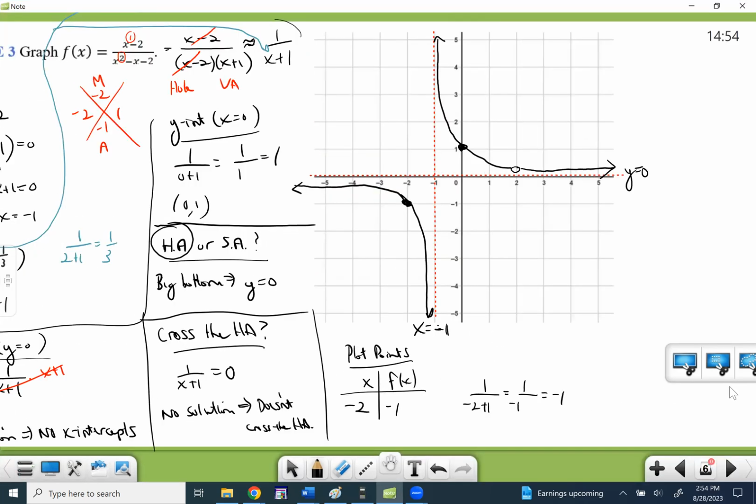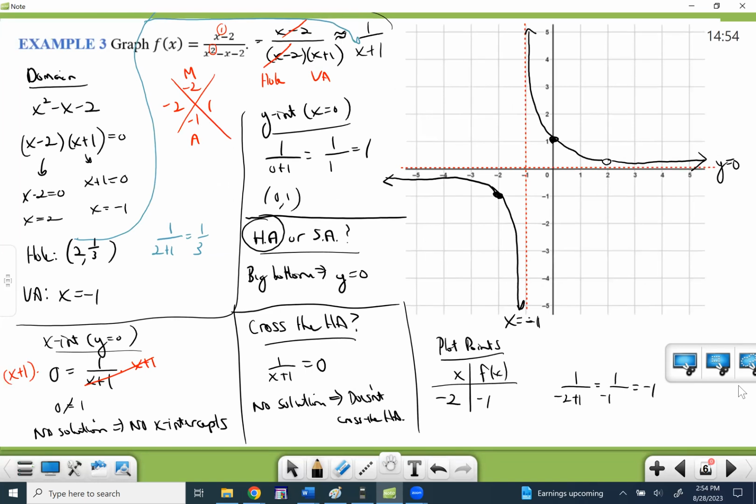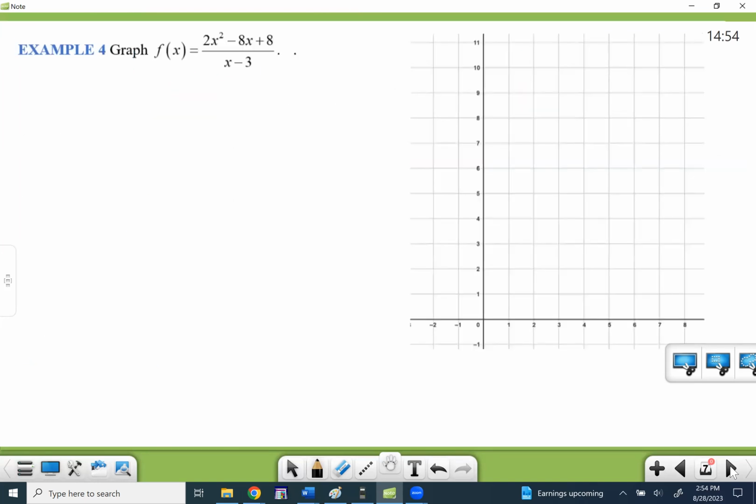Just back over. Hopefully you're starting to get a little bit of the pieces, and maybe at least you know the steps, that part of the rhythm you have. So we're going to go in here, get our domain. So we're going to go ahead and factor that.